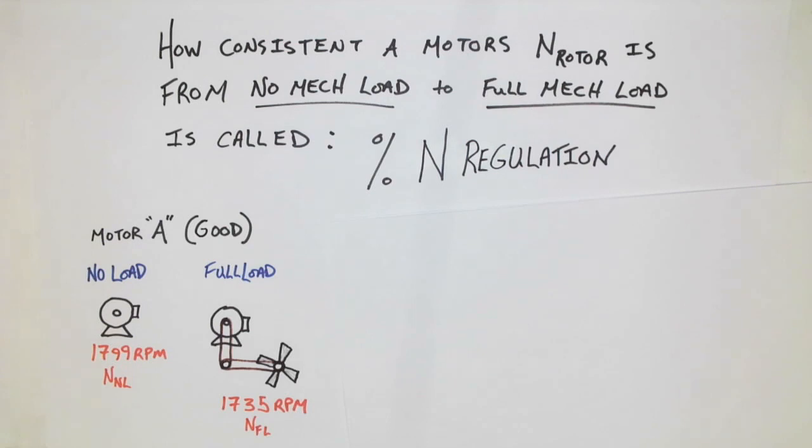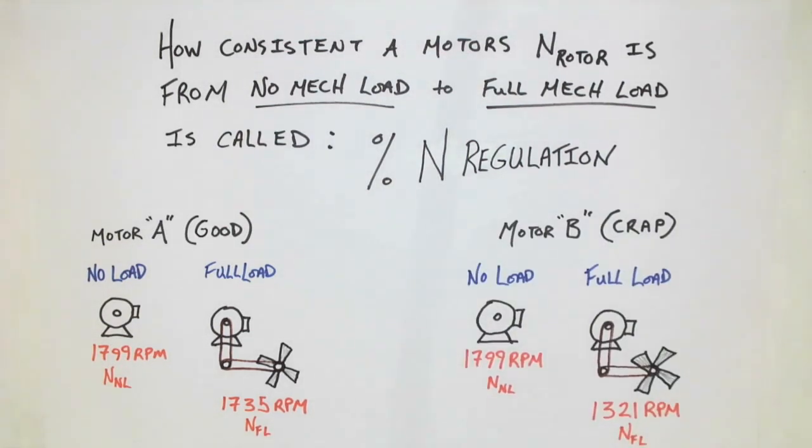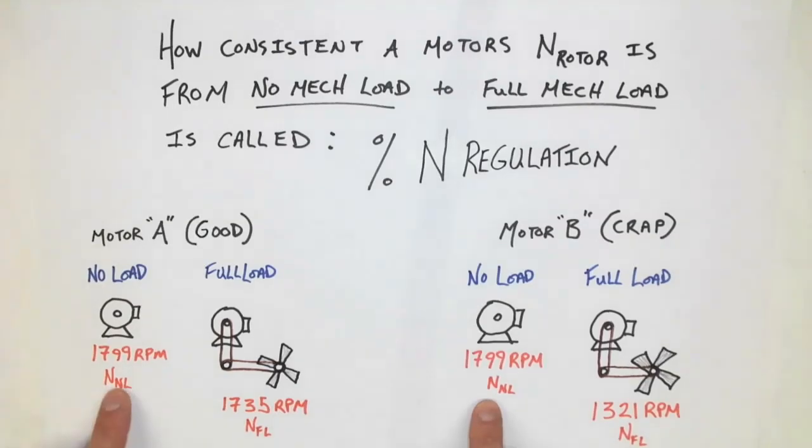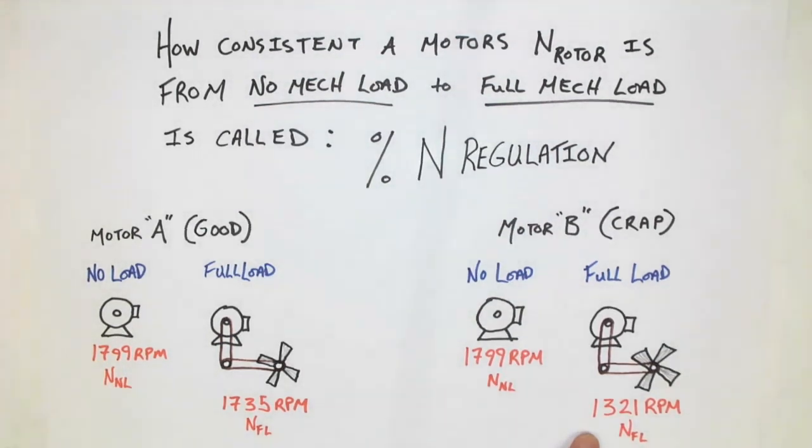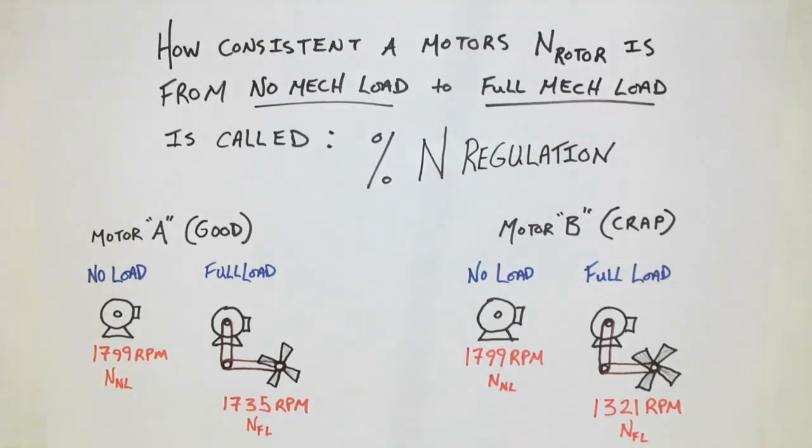On the flip side, we have a crappy motor over here. Now the crappy motor at no load has about the same speed, 1799. However, if I were to connect the crappy motor to the exact same rated load, so just imagine for me that these are exactly the same size windmills, at full load, it drops down to 1321 RPM. This one does not do a good job at regulating its speed from no load to full load.